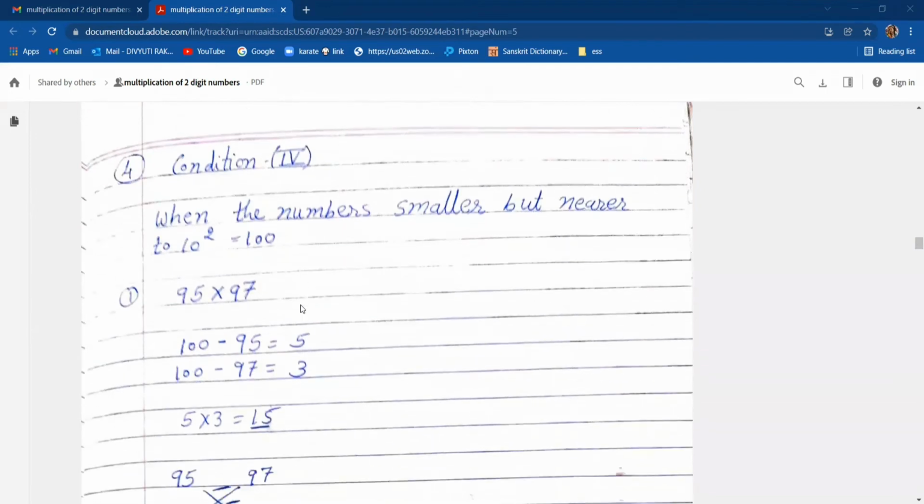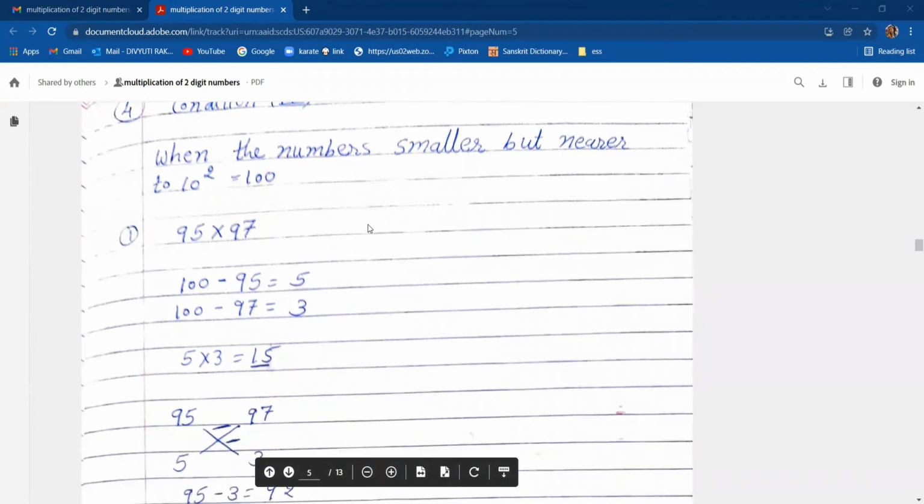Now the next condition, condition 4. When the numbers are smaller but nearer to 10 square, meaning the numbers should be near to 100 but smaller than 100. Okay, so the example is 95 into 97. Both the numbers are very close to 100 but smaller than 100.